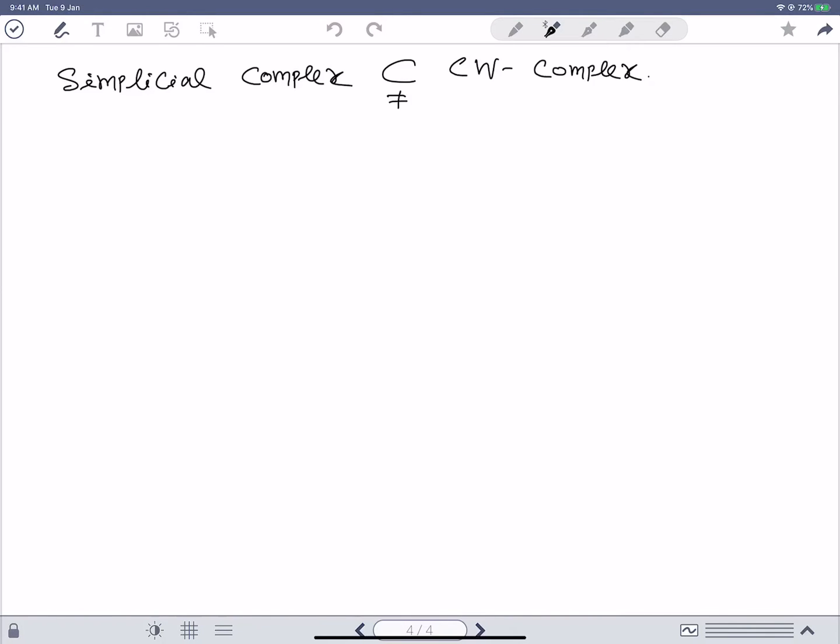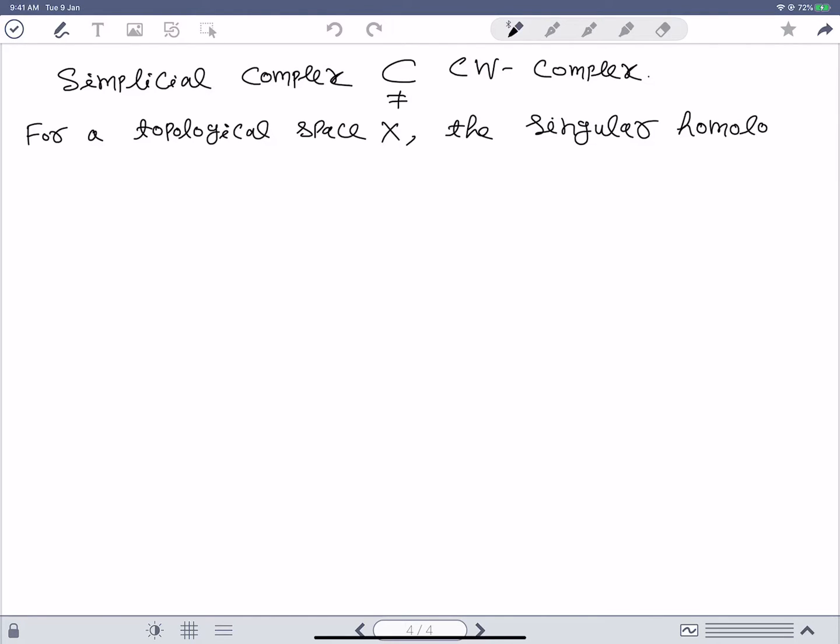Fine. But for a topological space, if you can compute singular homology or simplicial homology or cellular homology, then they will be identical. That means they will be the same. So here I write, for a topological space X, the singular homology is the same as the simplicial homology.